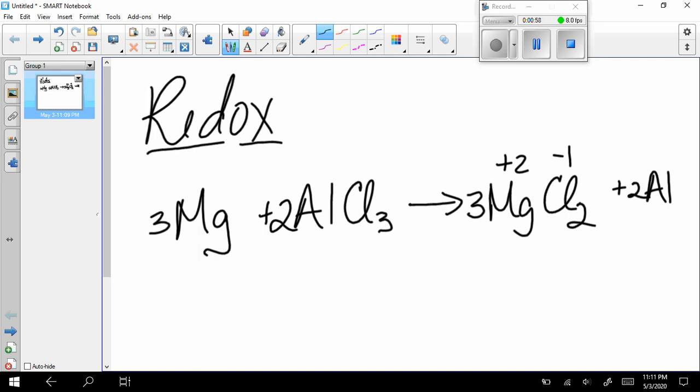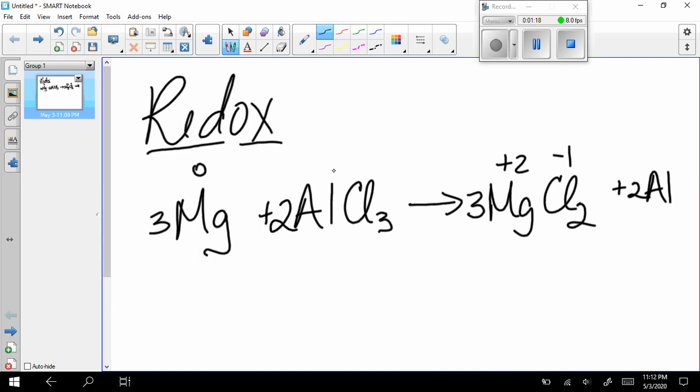And then in order to figure out if it's a redox reaction, remember I have to be gaining and losing electrons. So in order to figure out if something has gained electrons and something has lost electrons, I have to put everyone's oxidation states on top of them. Magnesium is alone, which means it's not gaining or losing electrons, so it's at 0.